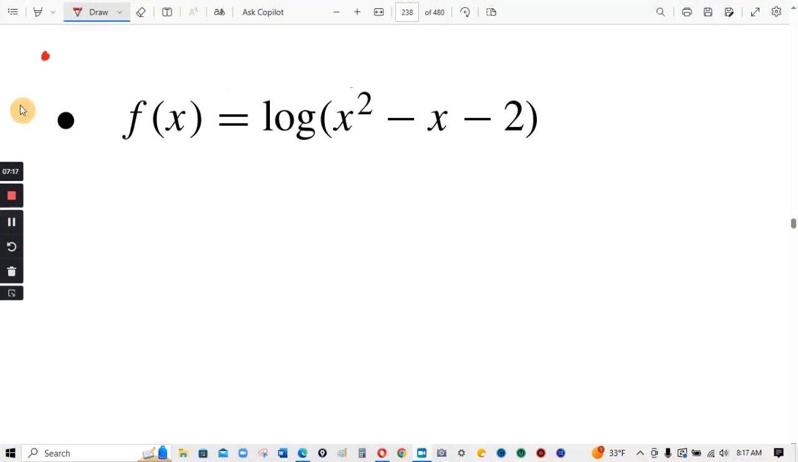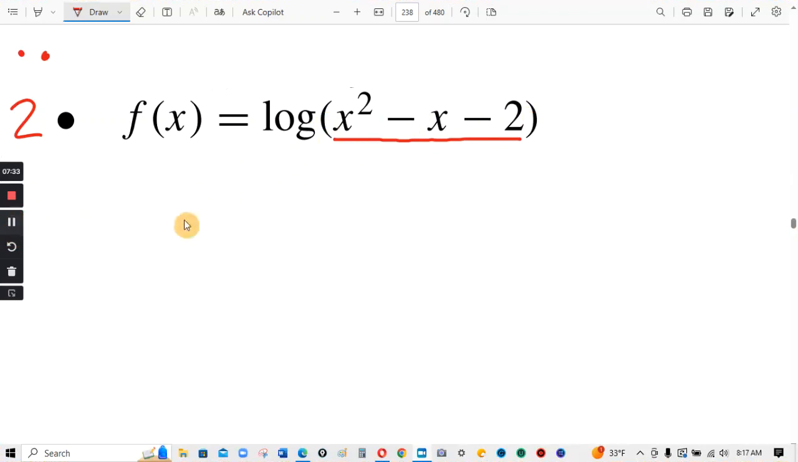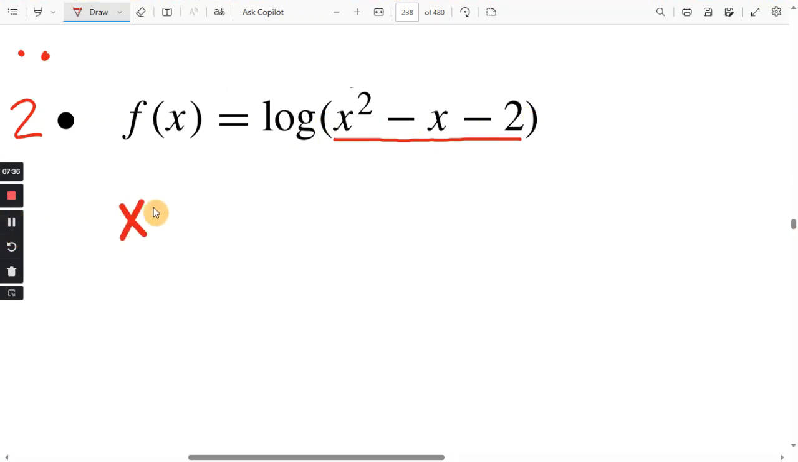All right, example 2. Here we have f of x equals log of x squared minus x minus 2. The thing you're taking the log of, the argument, has to be greater than 0. So I'm going to start with x squared minus x minus 2 is greater than 0. We have to see where this equals 0 and plug in the numbers in between.